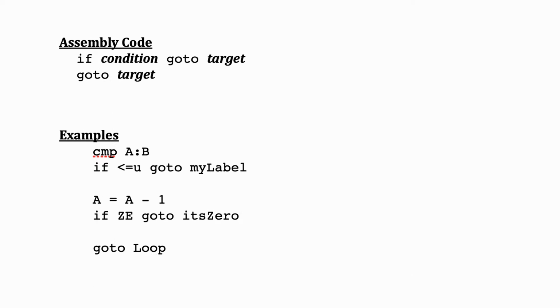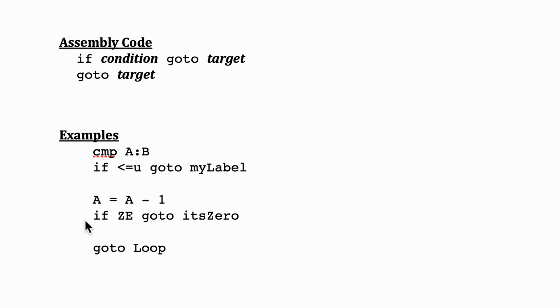Now let's see how the conditional branch instruction would be coded in an assembly language program. There are two general forms. In the first one, we specify which condition we're interested in, and the second form is used for the unconditional jump. So here we have three small examples. In the first one, we are comparing registers A and B, and then we see the conditional branch instruction. And this one uses the less than or equal unsigned condition. So if that condition is met, this instruction would jump to some address, which is my label. That's not shown in this example.